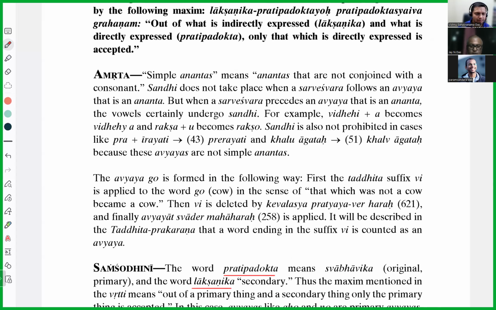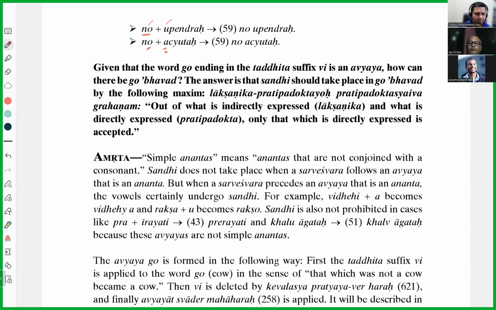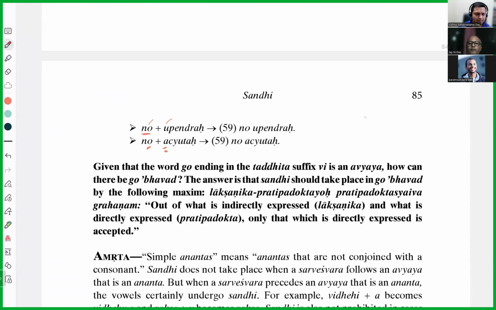There are some words which naturally end in a specific pattern. Let's say there is an avyaya called no, which is always in the form of no. This will be pratipadokta, or swabhavika, or original form. Then let's say by some rule, na plus o, and so on, we attain no again. Although the first no and second no look the same, the first no, being an avyaya, is always the same form. So that is the original form. And when we attain such a form, as in the second case, they are called secondary forms, or lakshanika.